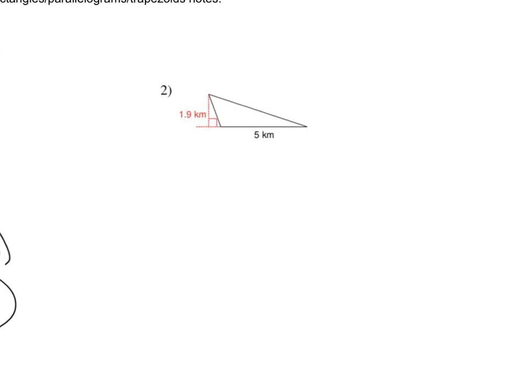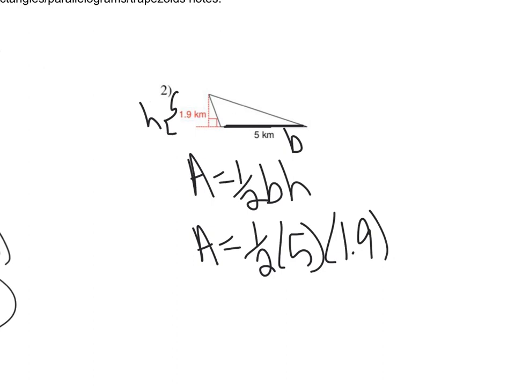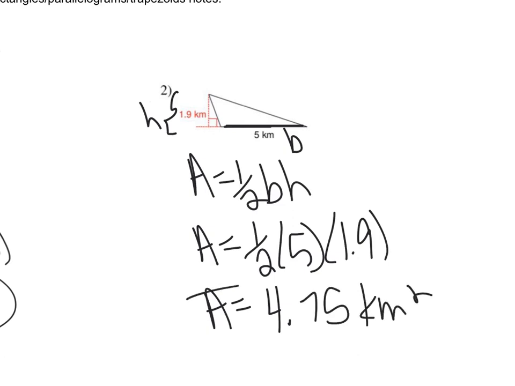Then we have a triangle, and if you notice, the height here is on the outside of the triangle, which is just fine. I kind of covered up my numbers there a little bit, but that's fine. So our formula, again, is 1/2 the base times the height, and our base is 5, and our height is 1.9. So we'd have our area is 1/2 times 5 times 1.9. Take a minute, put that into the calculator, and you should get 4.75 kilometers squared.